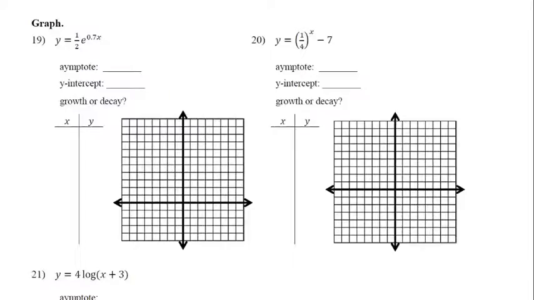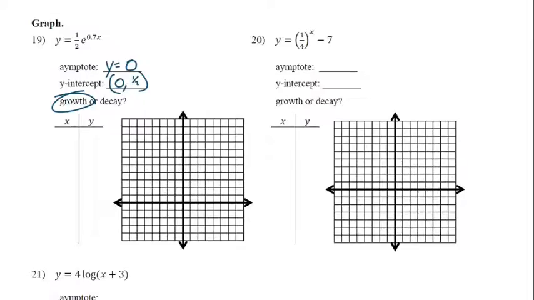Remember, the asymptote is at y equals 0. And that y-intercept is that number out front. So this is a y-intercept of 0, 1/2, or 0.5, however you want to write that. Right? And since it is a positive exponent for your e's, remember, it all depends on whether it's a positive or negative exponent. So this is growth.